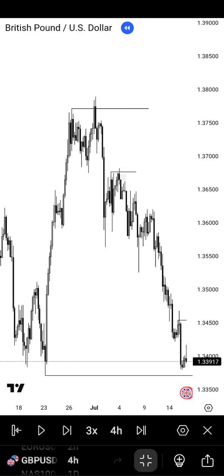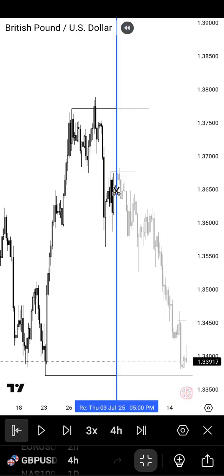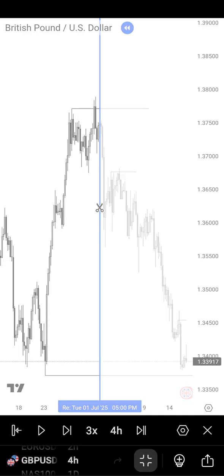So as we all know, you make your CRT high and low, and then you drop down to the lower time frame to find entries. But before you drop down to the lower time frame to find your entries, your draw on liquidity must be clear, right? The draw on liquidity for your trade or for your setup must be clear. And for that reason, I will give you a quick example on that.